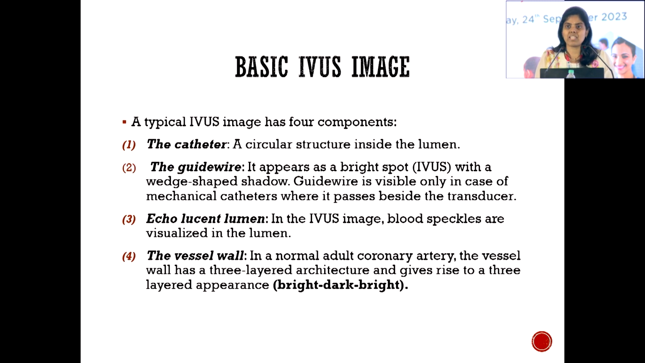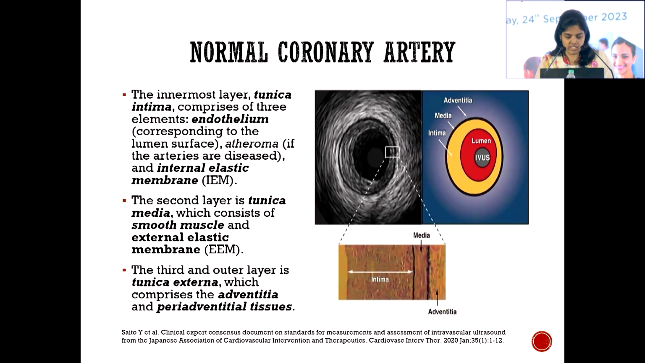So what does a basic IVUS image look like? There's a catheter, there's a guide wire, the echolucent lumen, and there's a vessel wall. So let me show you how this looks with the diagrammatic representation. So what you can see here is an enlarged image, the intima having the endothelium and the internal elastic lamina. The middle layer is the tunica media, which has a smooth muscle and external elastic lamina. And the third and the outer layer, also called the adventitia, with the periadventitial tissue.